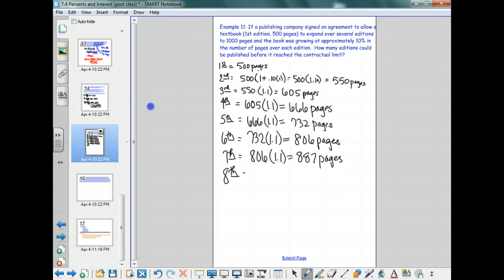Okay, how about my eighth book? 887 times 1.1. 976 pages. And I think if we do the ninth book, obviously we're going to exceed the contractual limit, right? So the question asked it again, how many editions could be published before it reaches the contractual limit? It can actually have 8 published.